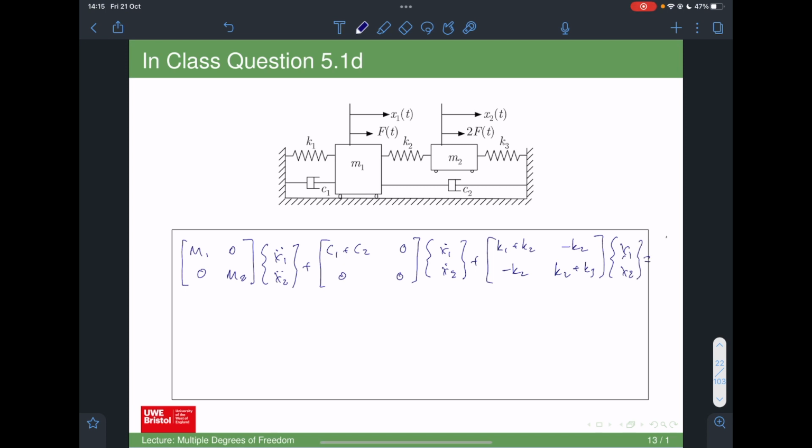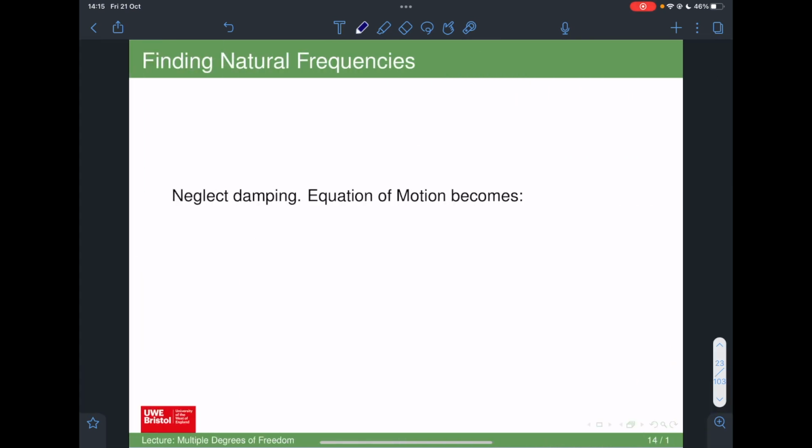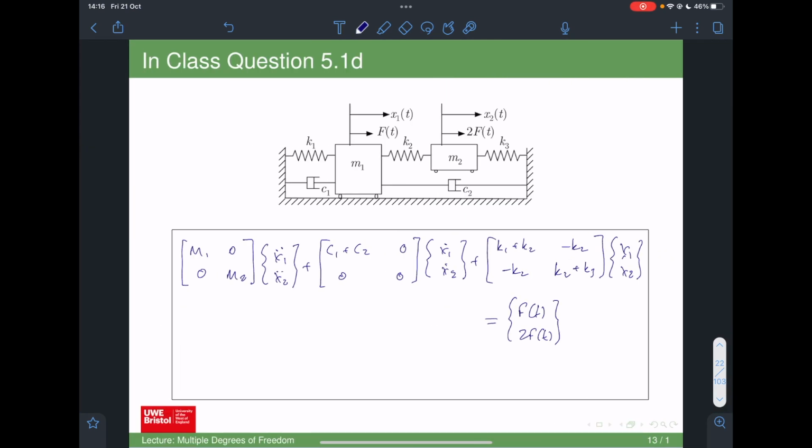Equals F1, F of t, and 0. Oh no, I'll put it down here. F of t, 2F of t. Okay, so that's how you do the equations of motion.